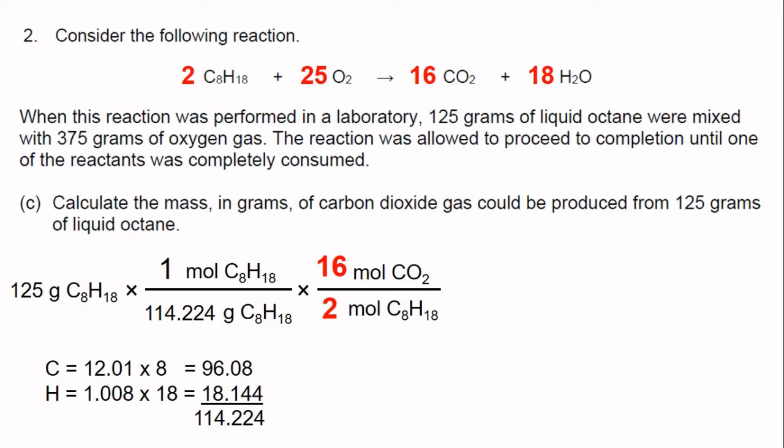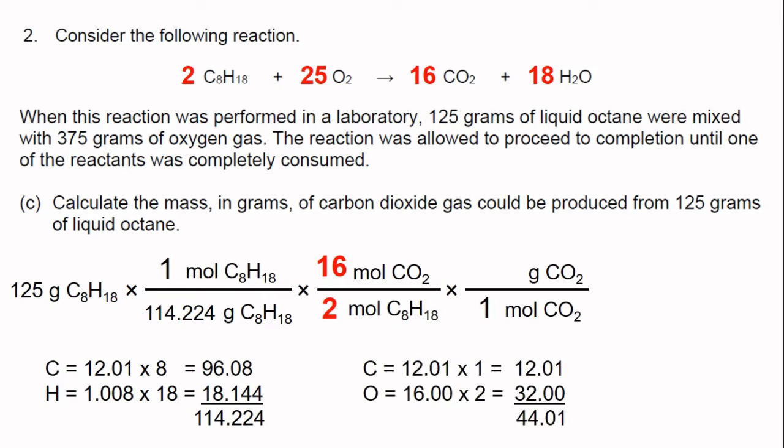Finally, we go to grams of carbon dioxide. So for every 1 mole of carbon dioxide, there are 44.01 grams of CO2. Now we take our calculator and do 125 divided by 114.224 times 8, essentially that's 16 over 2, and then finally times 44.01.